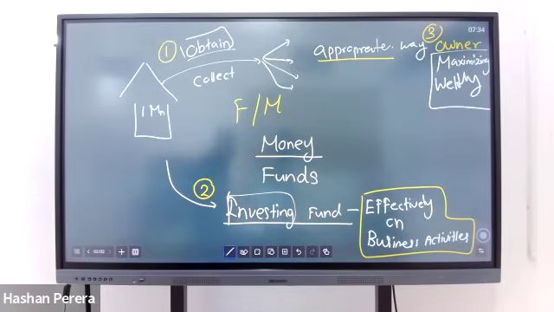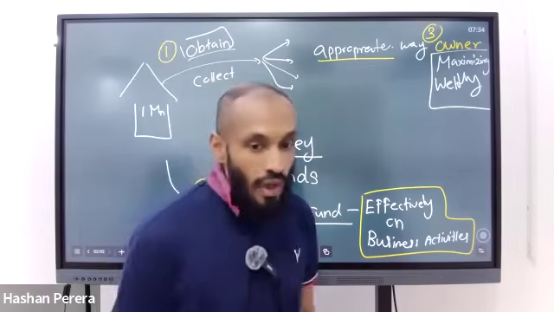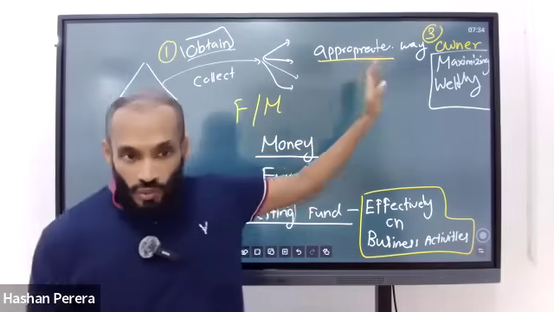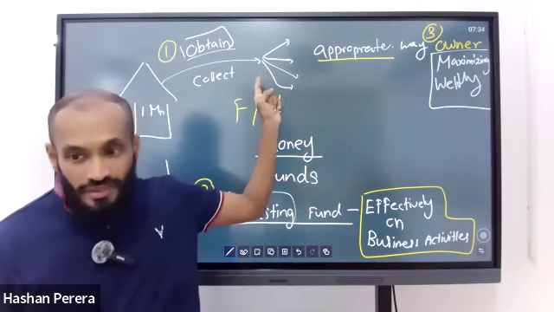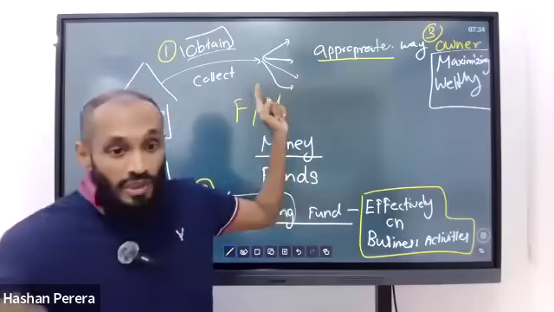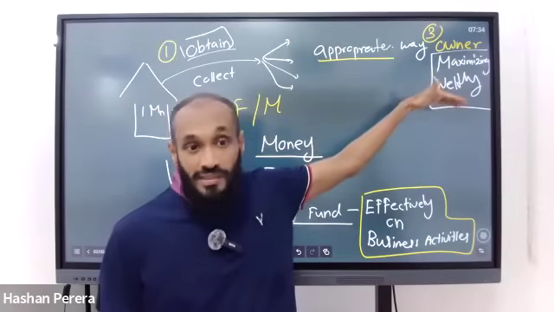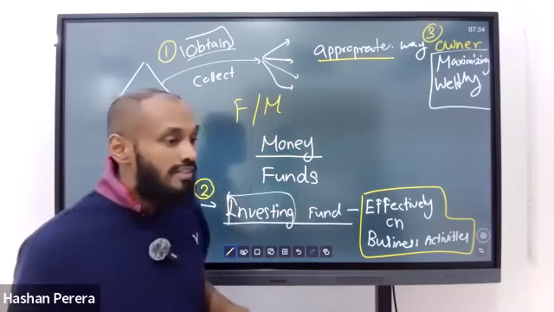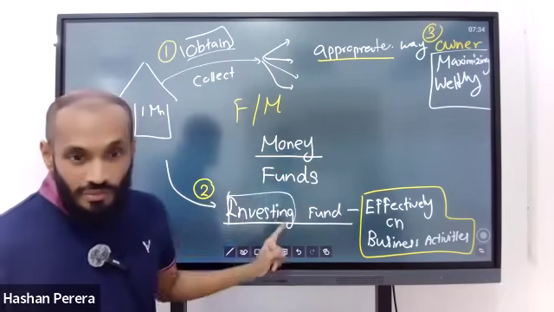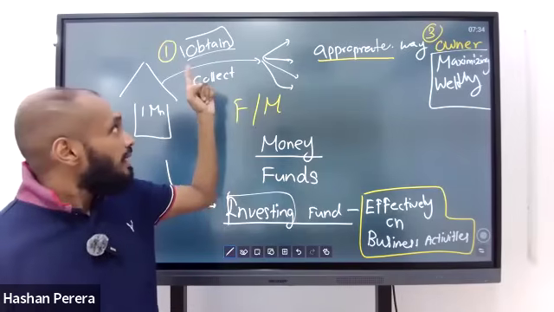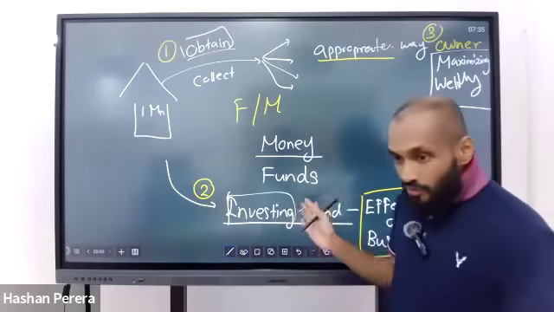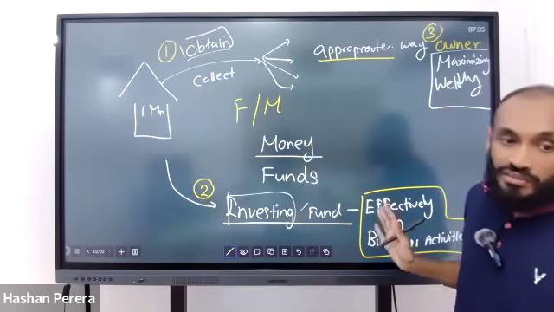Is that all right? Clear? So you just have to say all the management activities related to maximizing owner's wealth through doing what? How are we maximizing? By performing these two things. These two activities. What are they? Obtaining the funds from appropriate ways and investing them on business activities effectively.